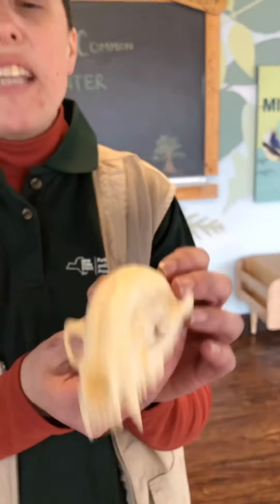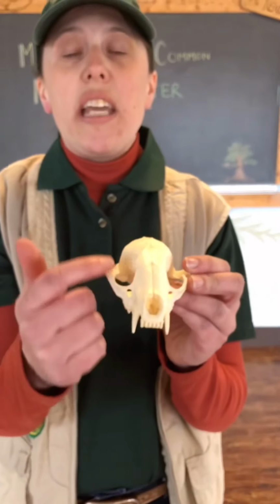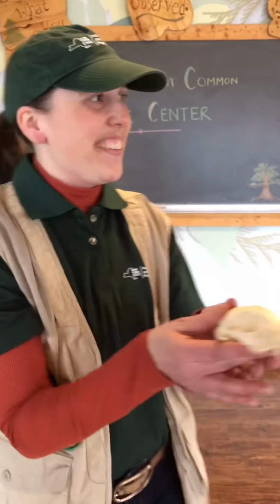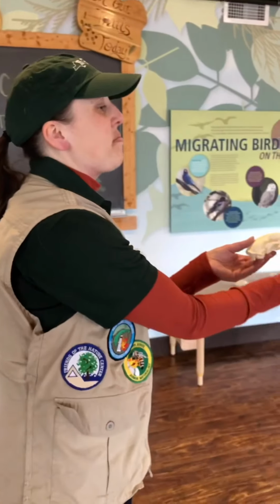Now, this animal has big eye sockets because it's nocturnal. Anybody can think what it is? We already talked about it once. Yes, it is. I'll give you one more clue though. It has that mask around its eyes to let in the light. It is a raccoon. Okay, Miss Lauren.